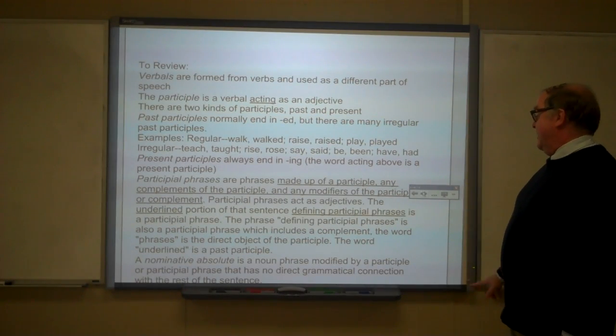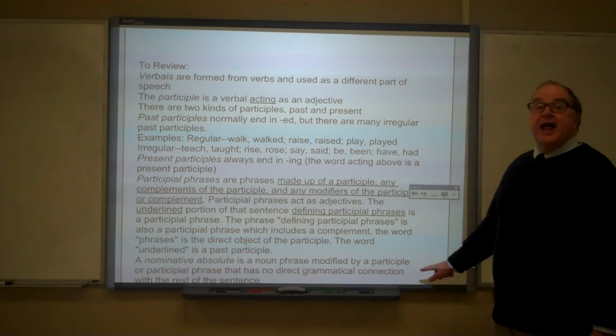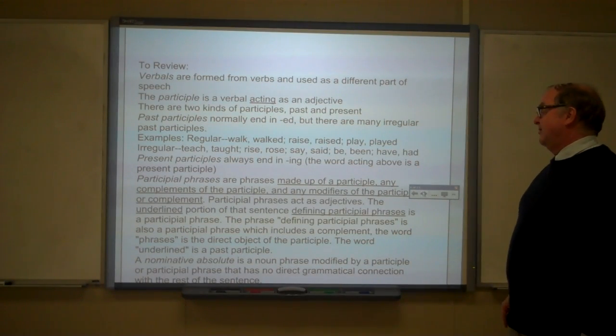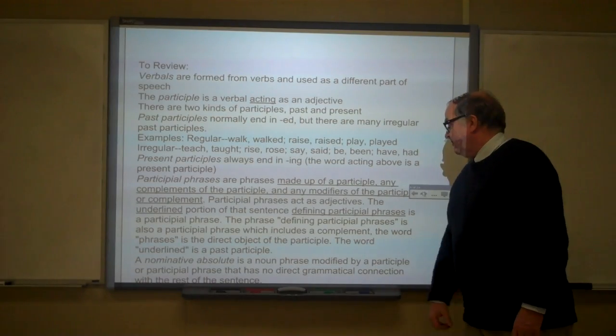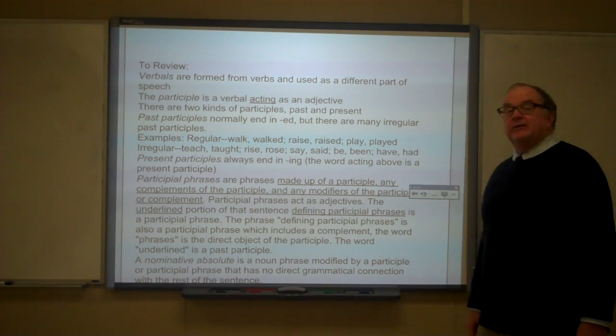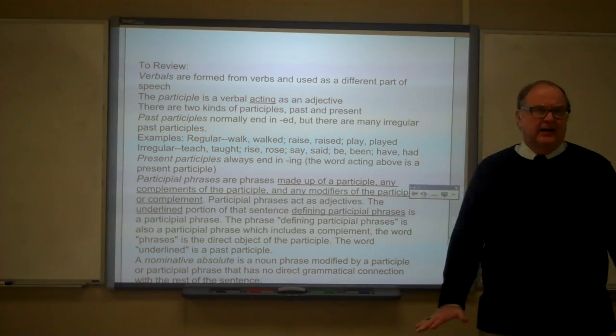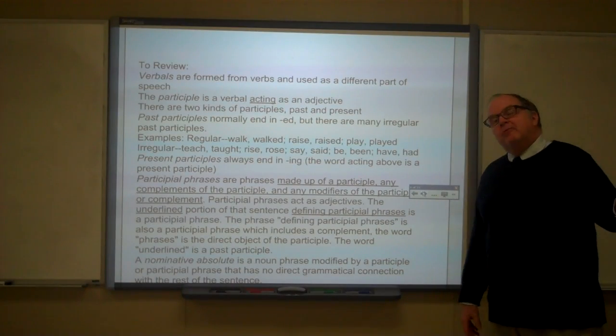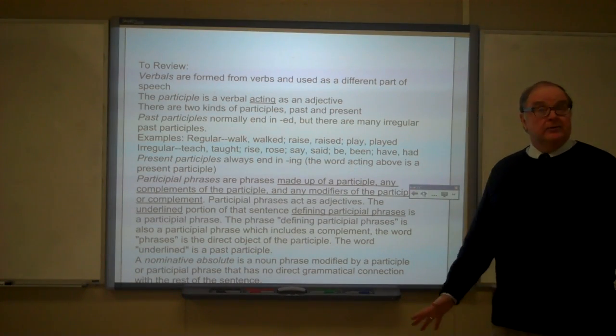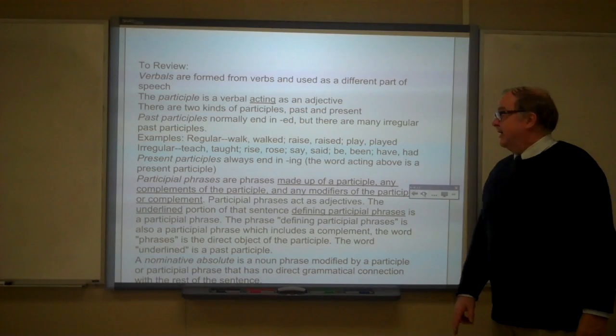Okay, and then also remember that a nominative absolute is a noun phrase modified by a participle or participial phrase that has no direct grammatical connection with the rest of the sentence. We went over that a little bit too. Not a real common construction in English, but they do occur, and you should be able to recognize them.